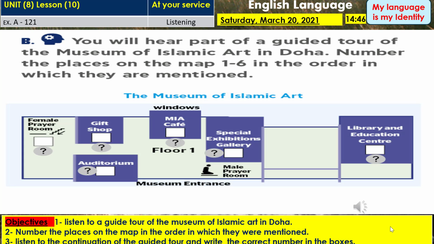Now try to number the places that she mentioned in the listening. The first one is, yes, female prayer room. Good. Number 2, library and education center. Number 3, MIA Cafe, Museum of Islamic Art Cafe.